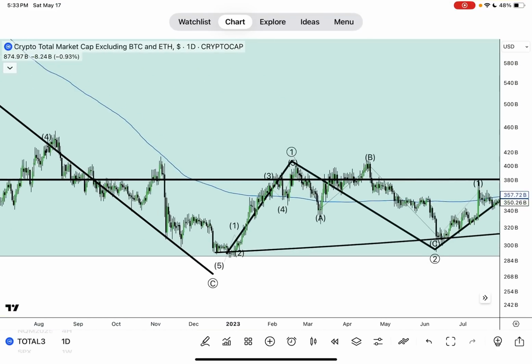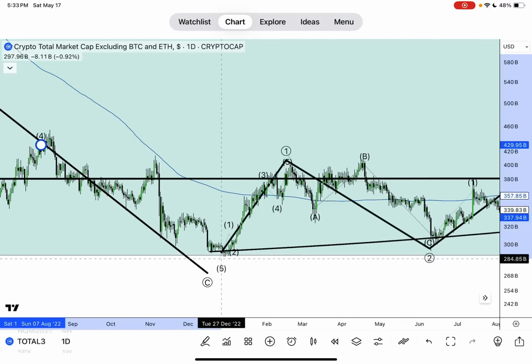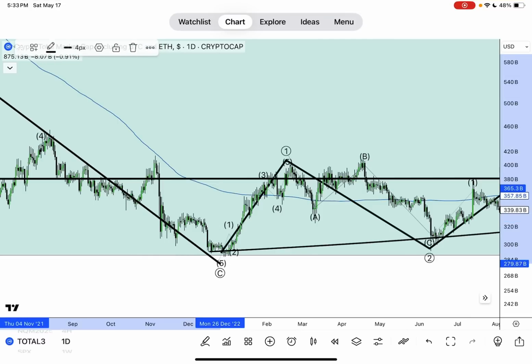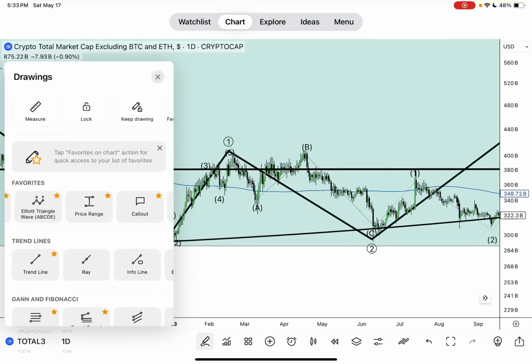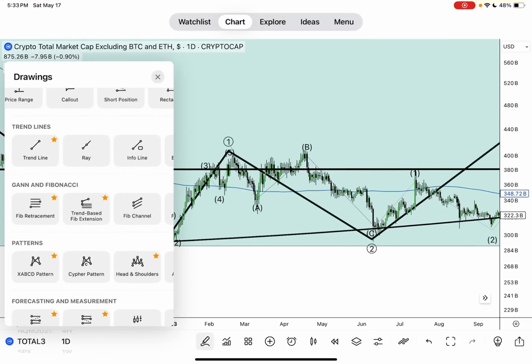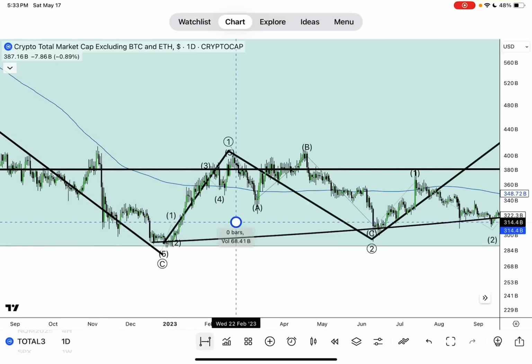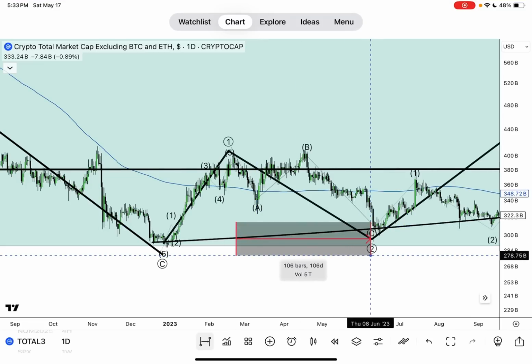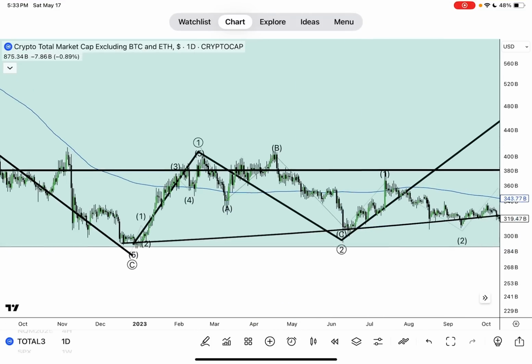Then we started the impulsive move up at the beginning of 2023 when Bitcoin bottomed out and the S&P did as well. Okay, so we bottomed out here. We had a 5-wave move to the upside. Then we had a very long and grueling wave 2. Now this wave 2 took a little bit over 100 days, so about 107 days this wave 2 took, right?